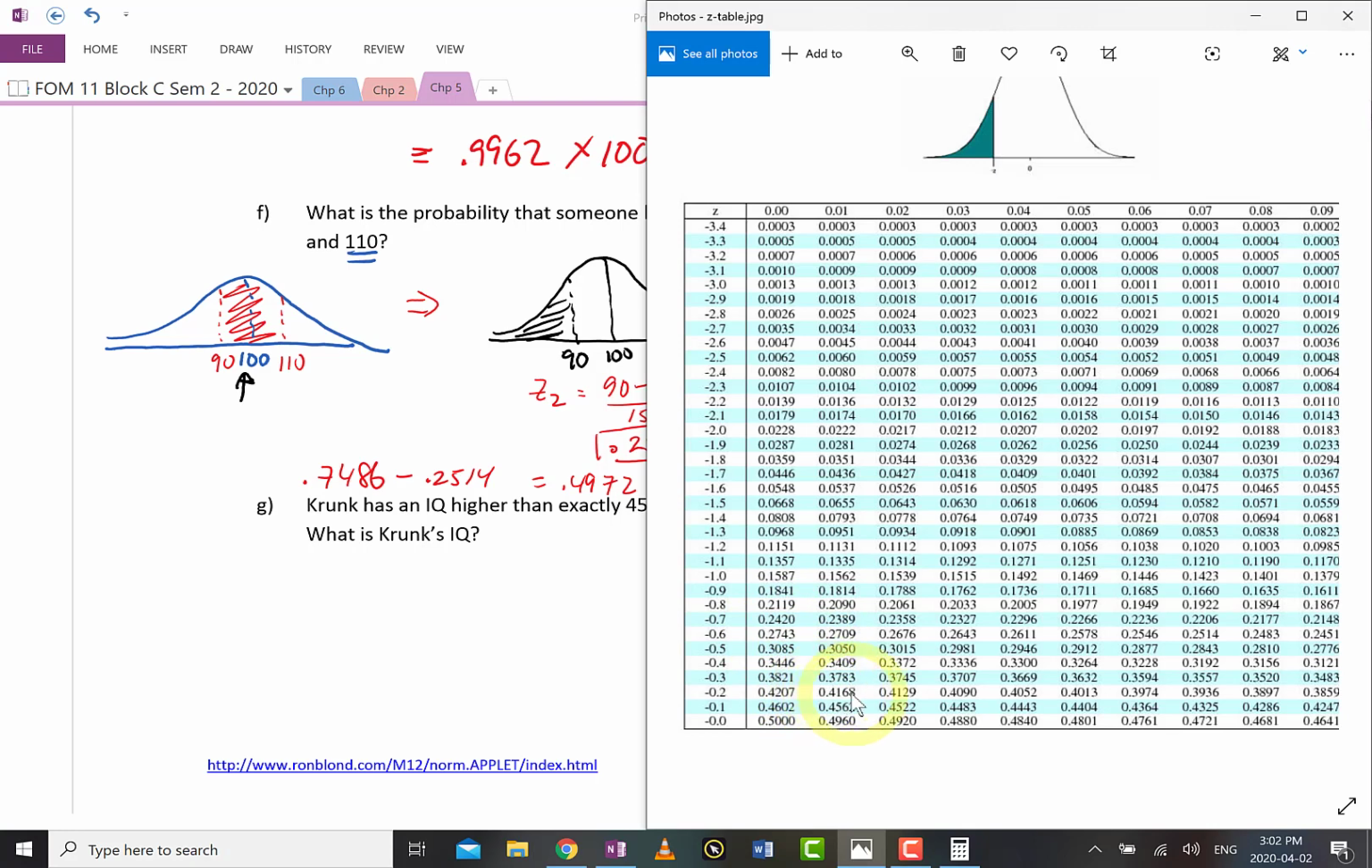Here's 0.42, 0.41, 0.41. Oh, it looks like it's going down. Oh, here we go. Here's 0.42, 0.42, 0.43, 0.43. Where's 0.45? Oh, here we go. It's somewhere between a z-score of what looks like negative 0.1, around negative 0.12.